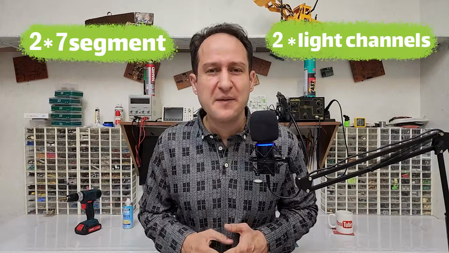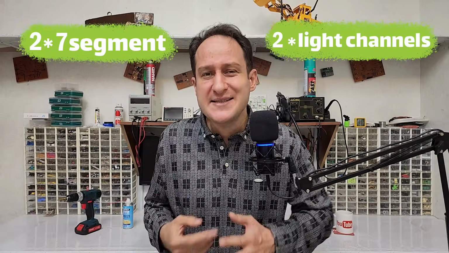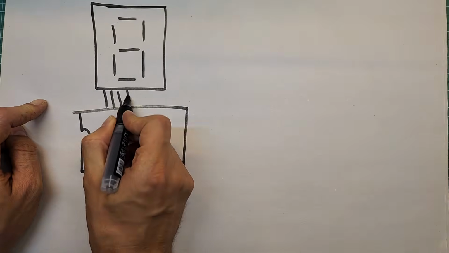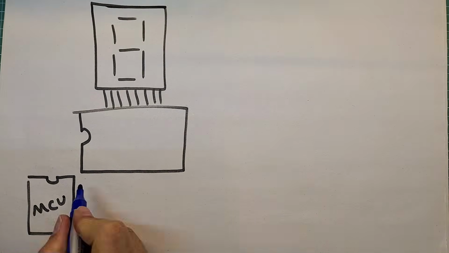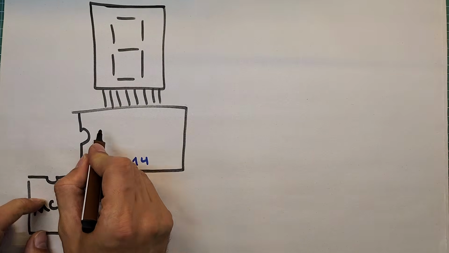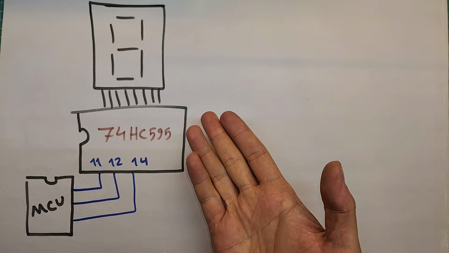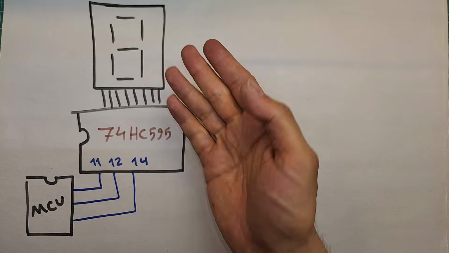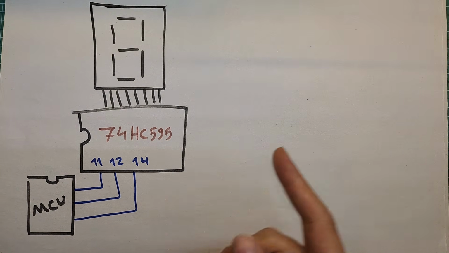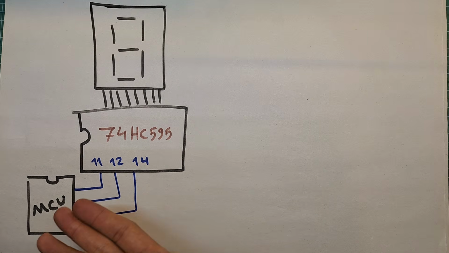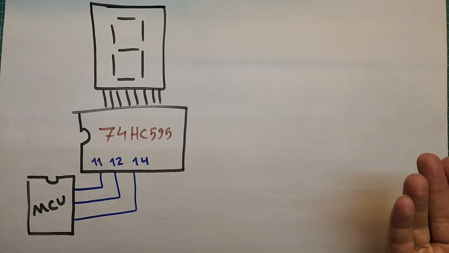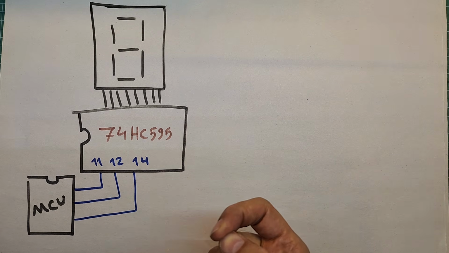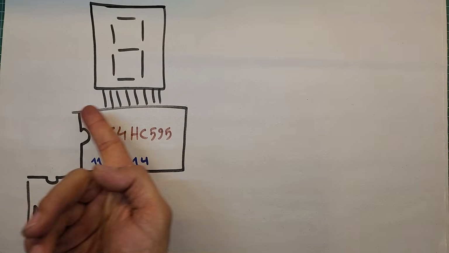Anyway, let's move on. Now it's better to go and see how to use the 74HC595 IC for driving a 7-segment display and examine its advantages together. This is how we use the 74HC595 IC to drive a 7-segment display. All we need to do is to connect pins 11, 12, and 14 to the microcontroller, and that's it. After that, we can use just these 3 pins to create the 8 bits we need to form the pattern on the display pins.